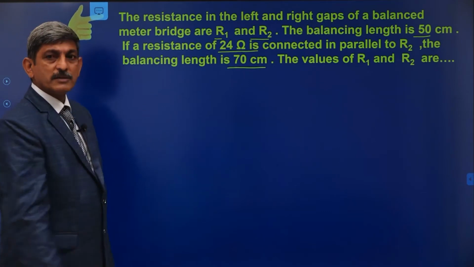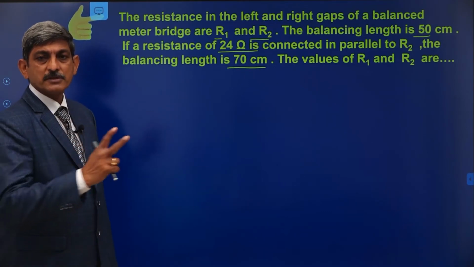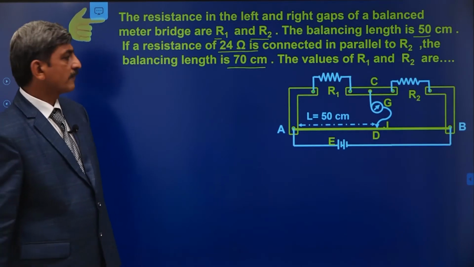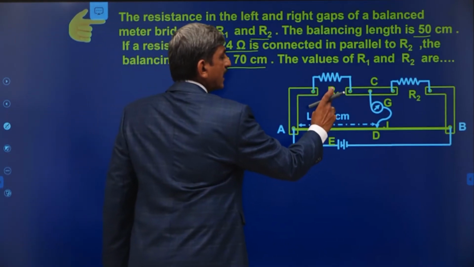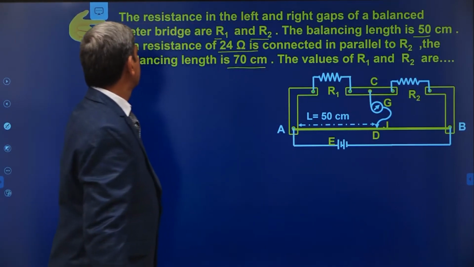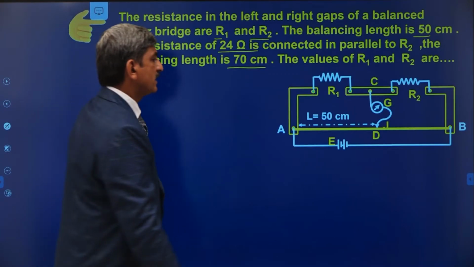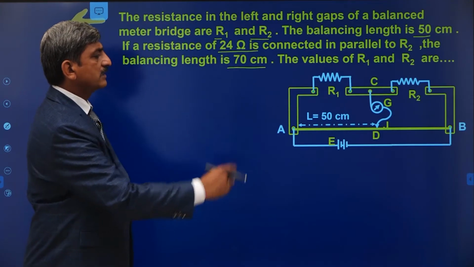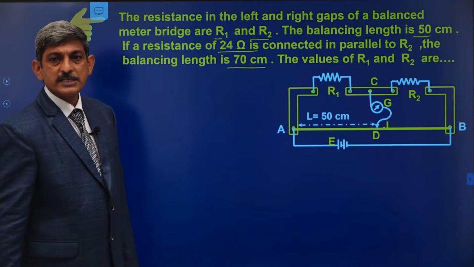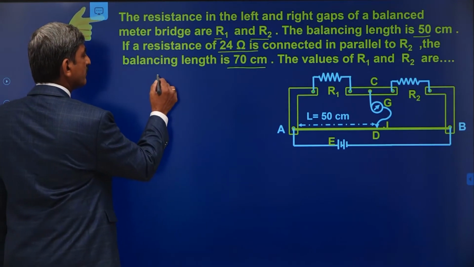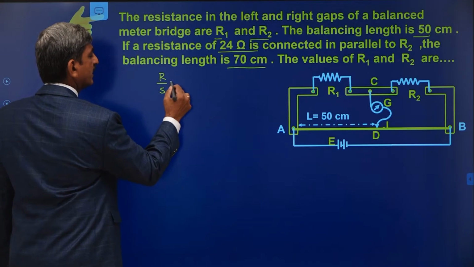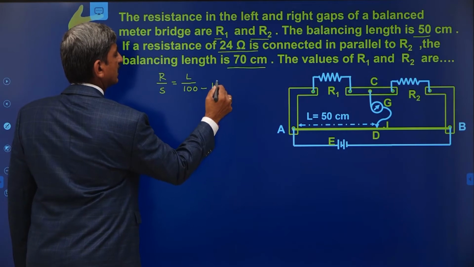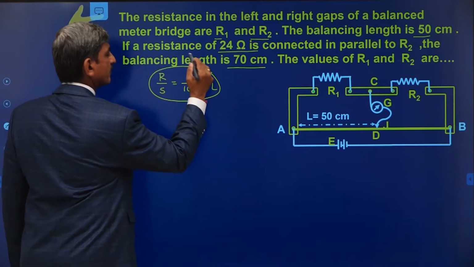Here also we are going to apply the balancing condition of the meter bridge 2 times for the 2 cases. Now look at the screen for the first case. Here resistances R1 and R2 are connected in the left gap and right gap of the meter bridge, and the balancing length is given as 50 centimeters. Now for case 1, apply the balancing condition of the meter bridge. What is the balancing condition? R by S is equal to L by 100 minus L.